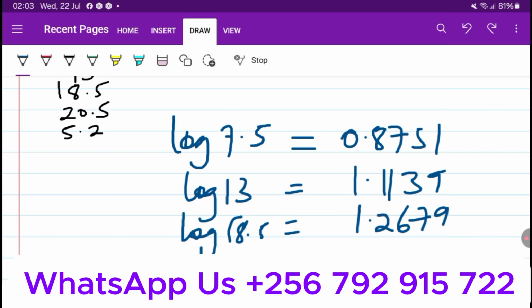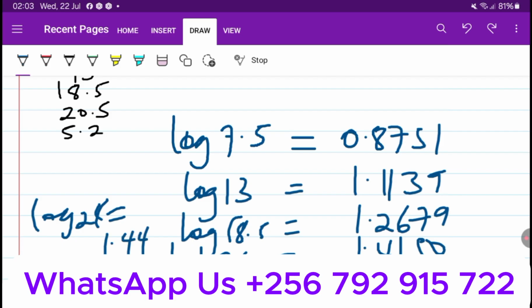So then finally you get the log of 26, which is 1.415, and then maybe the last one, log 28, that gives you 1.4476. Those ones you maintain at least 3 decimal places.